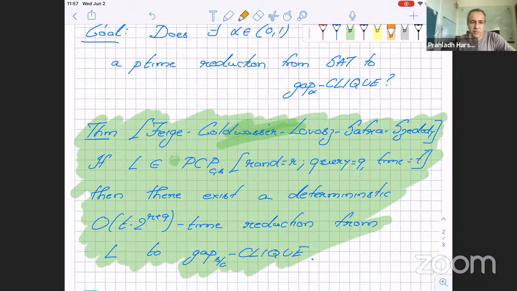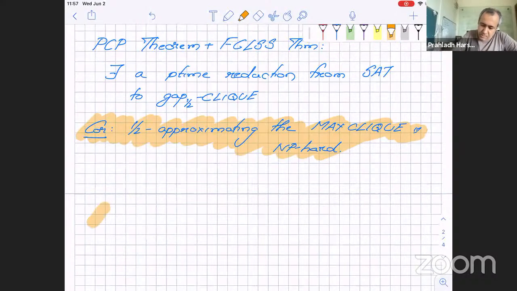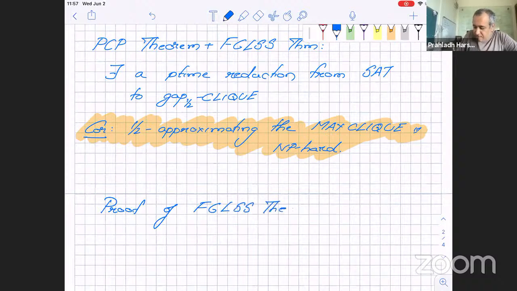I want to prove this statement. Okay, so let's, so proof. The FGLSS theorem. And so what do we need to give? We need to give a reduction.